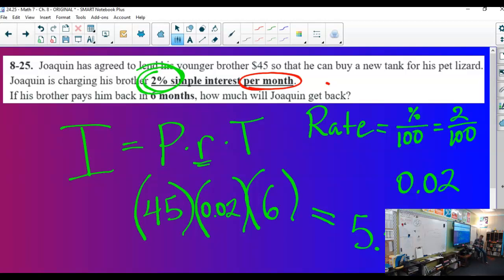45 times 0.02 times 6. Hey, I can still do math. But that's only the interest. That's only the interest. How do we then find the balance?